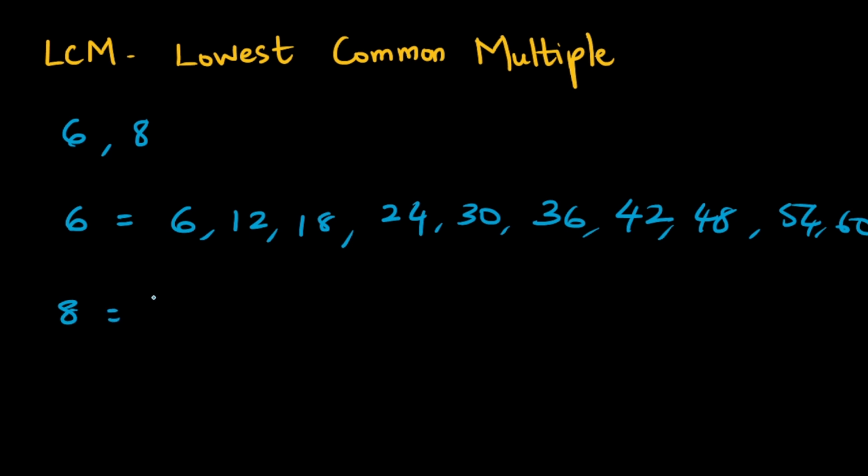Then 8. How will you write? Multiples of 8. 8 ones are 8, 8 twos are 16, 8 threes are 24, 8 fours are 32.